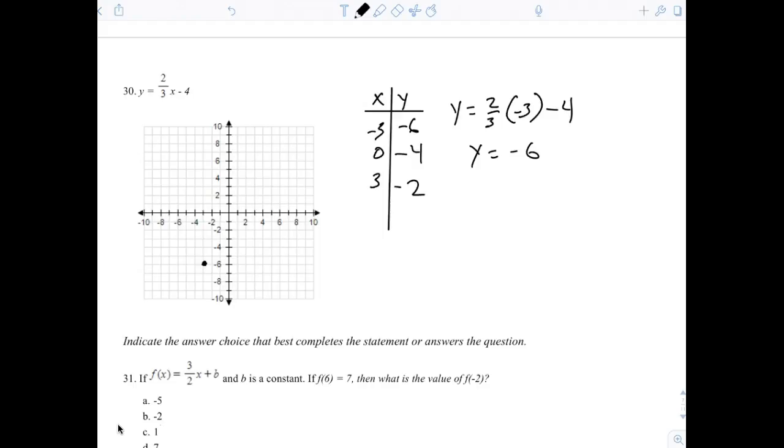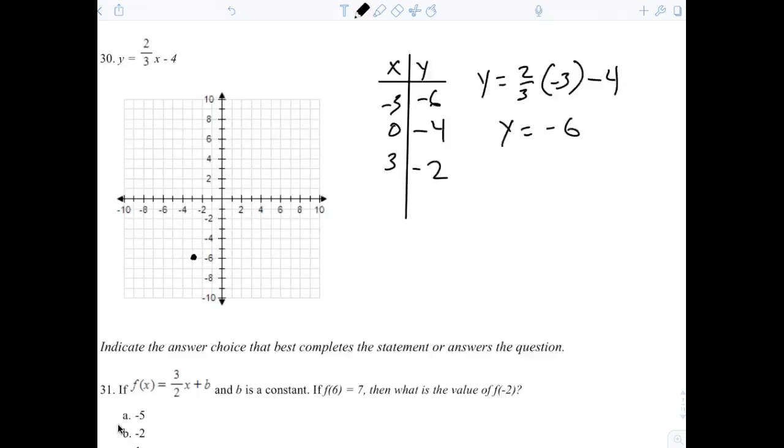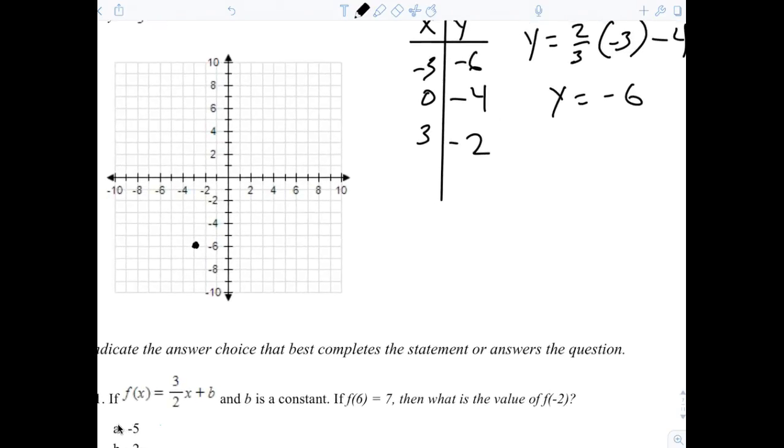So is everybody okay with that? Being negative 3, negative 6, 0, negative 4, and 3, negative 2. Right? Okay, now let's plot those points. 0, negative 4, and 3, negative 2. And of course, as usual, they all line up in a perfect line. All right, everybody happy with that?